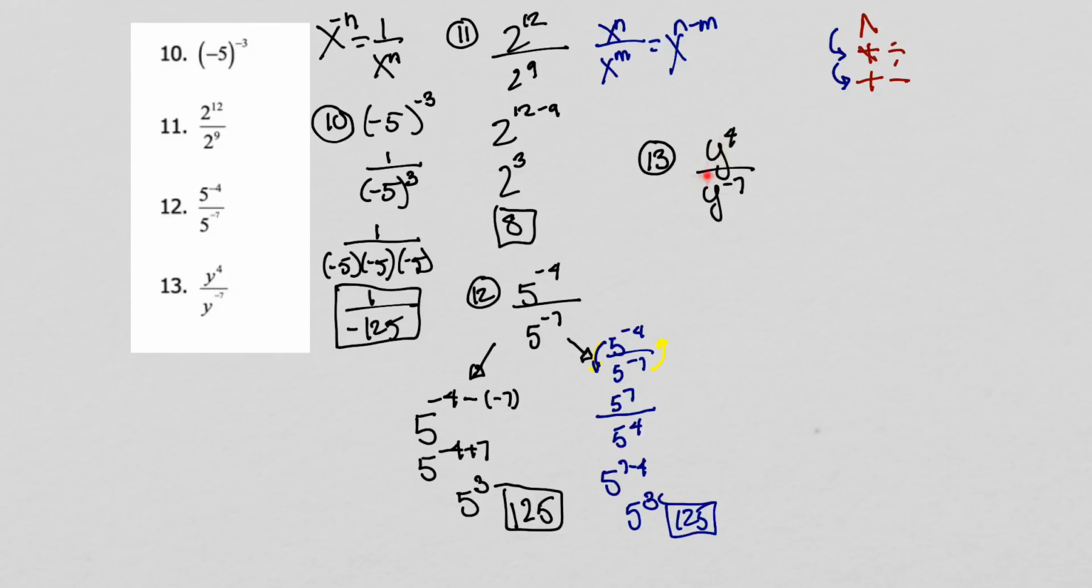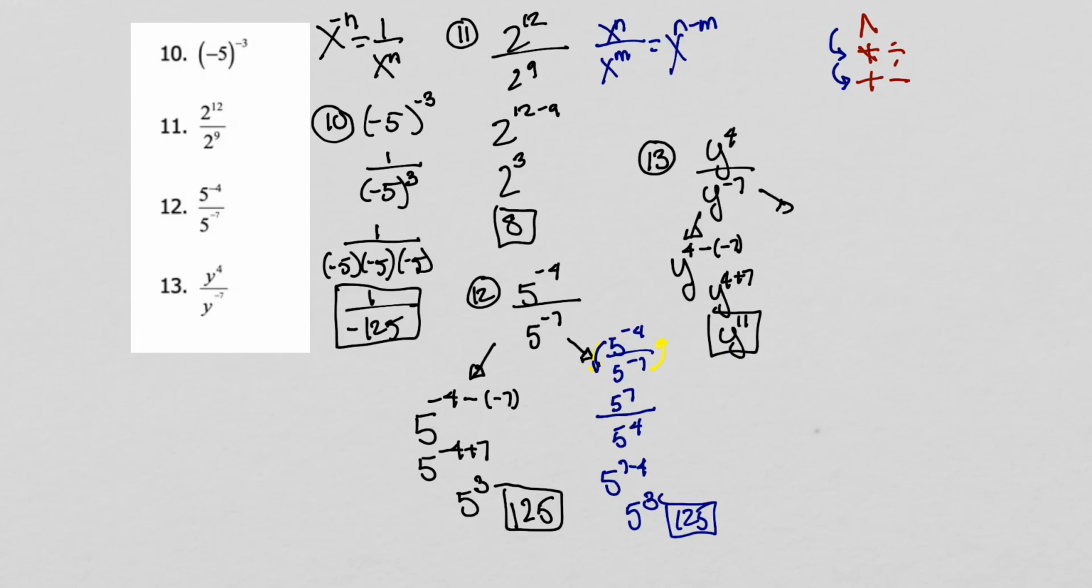Here in 13, we have a division again. So I'm going to do this one two ways. We could directly use the quotient rule by doing this. You write the common base, top exponent minus the bottom exponent. All right, be careful with negatives. Top minus the bottom, right? This gives us y to the 4 plus 7, so I get y to the 11. That's using the quotient rule.